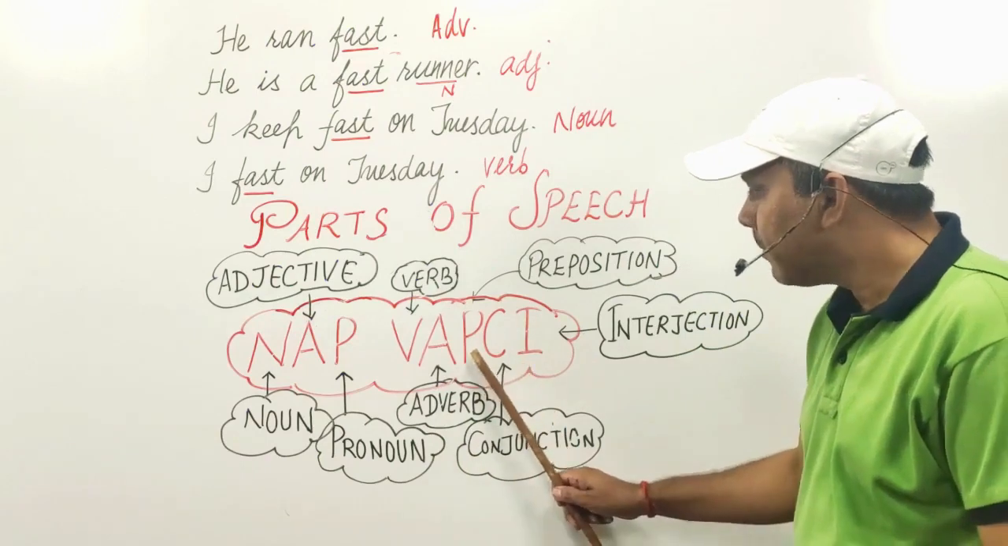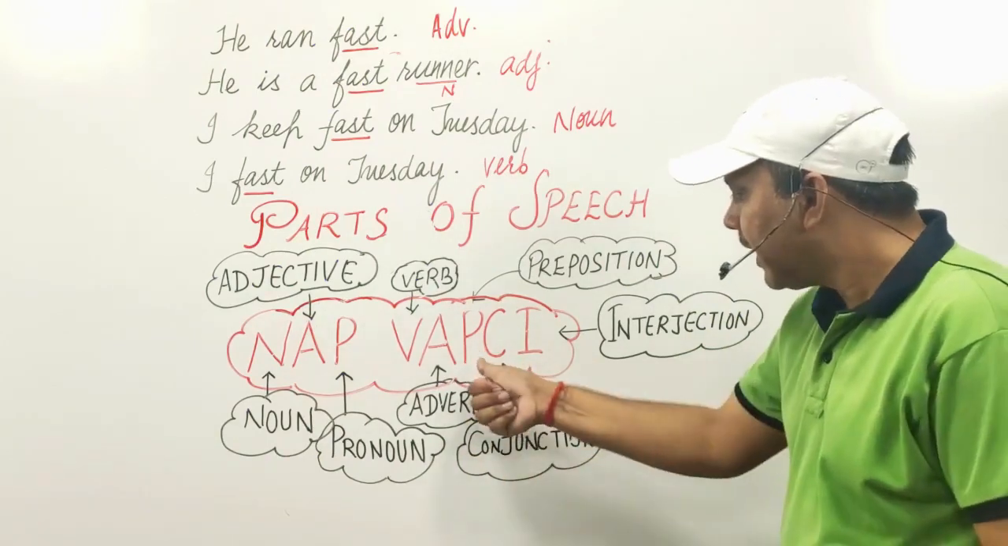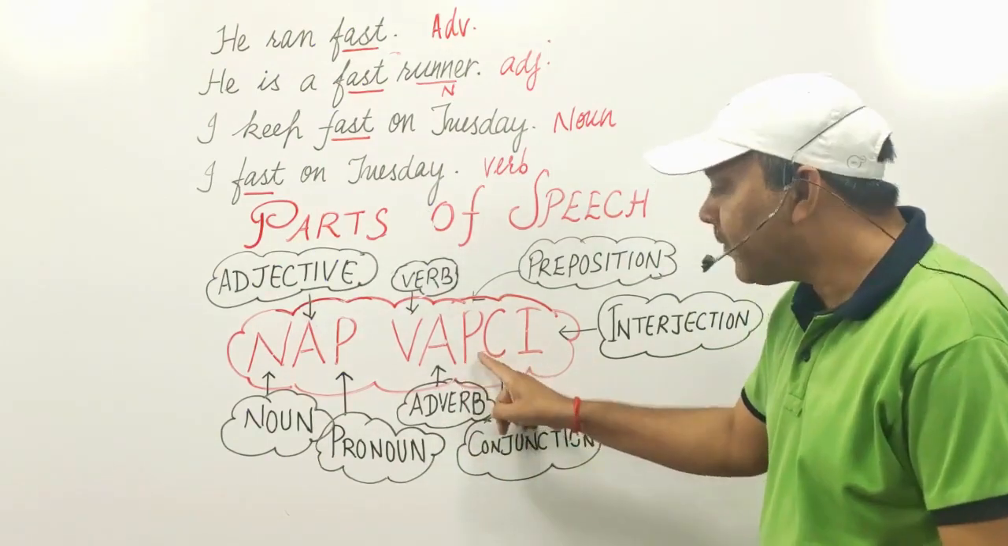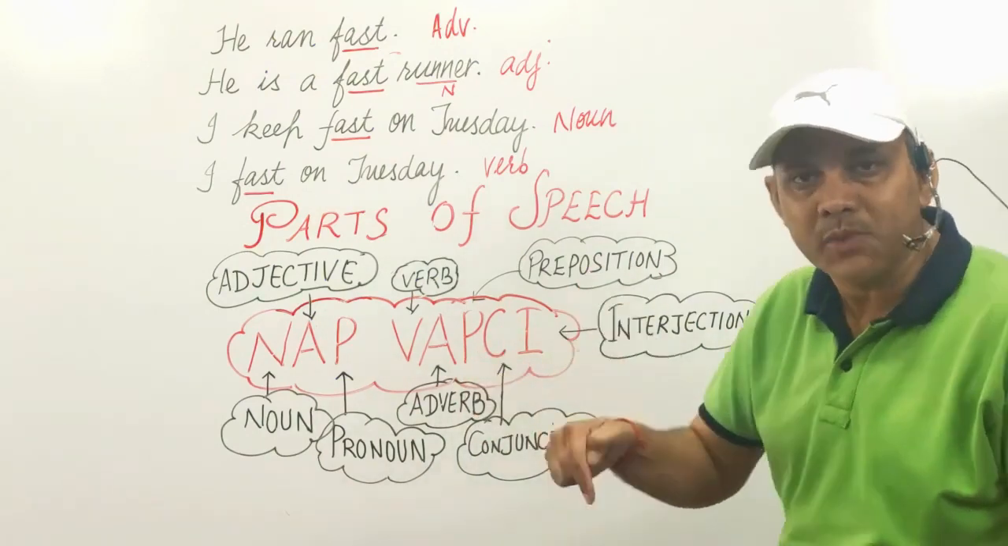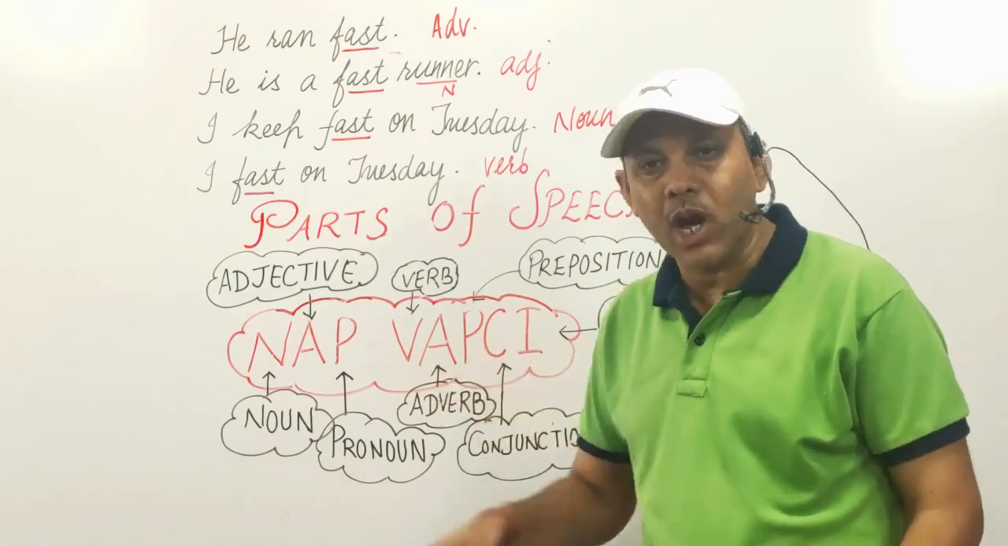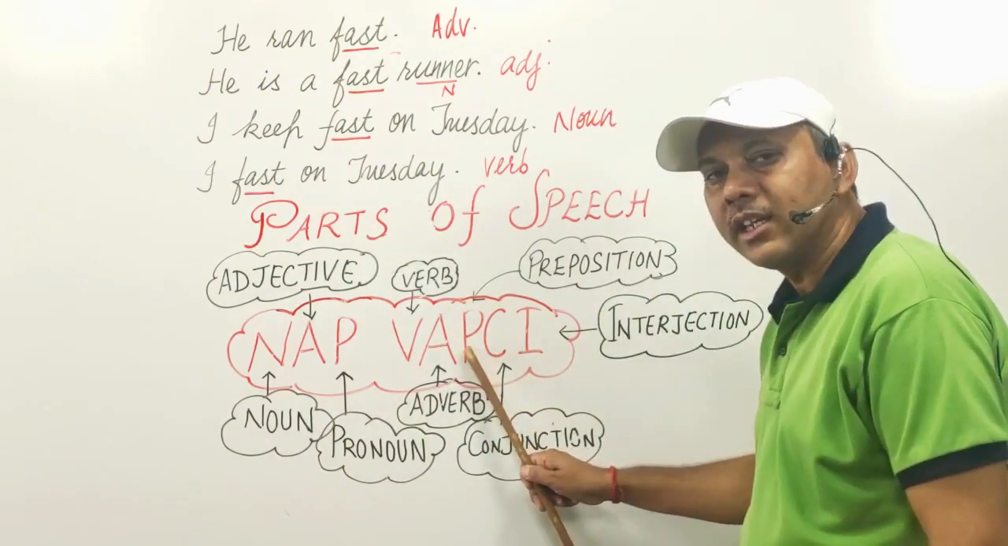And the next word is preposition. Preposition is written before a noun or pronoun to tell the relation of that particular noun or pronoun with other words in the sentence.